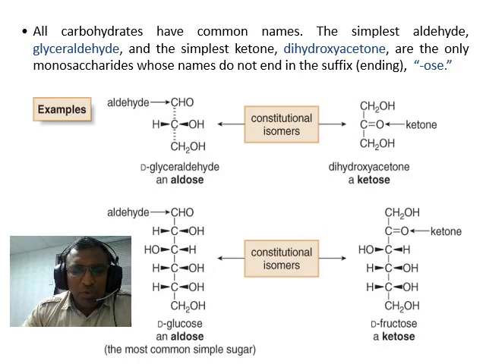Similarly, for glucose as well as fructose, they are similar in terms of number of members, except being arranged to be either aldehyde or ketone. And glucose as well as fructose end with the suffix OSE, unlike glyceraldehyde and dihydroxyacetone, which still maintain their original names.